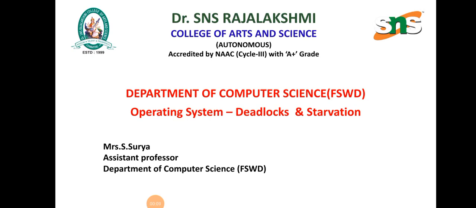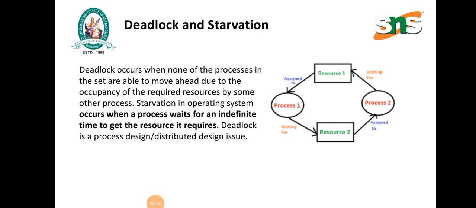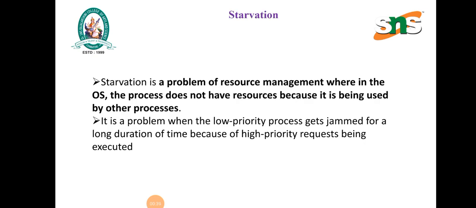Web Development, Operating System. Today we are going to see about deadlocks and starvation. Deadlock is a situation where process 1 and process 2 each hold a resource and are waiting for another resource. Deadlock occurs when none of the processes is able to move ahead due to the required resources, and starvation occurs when a process waits for an indefinite time to get the resource it requires.